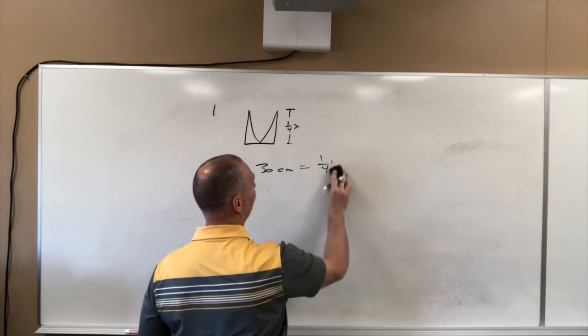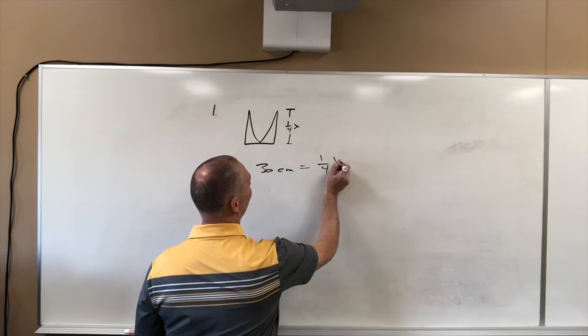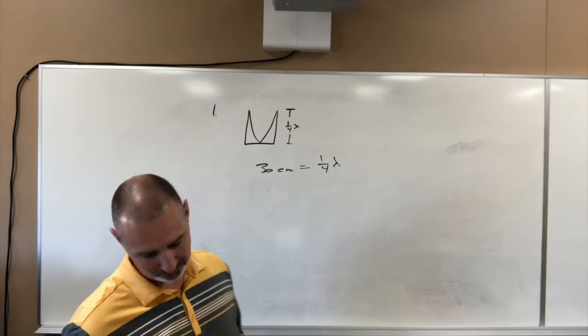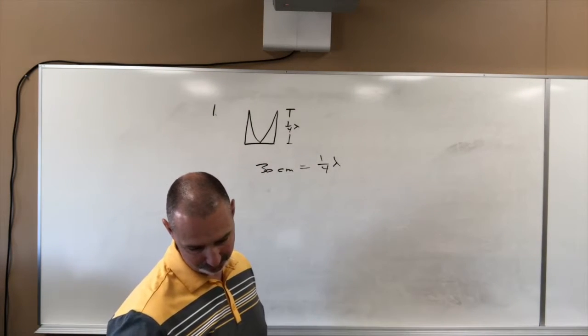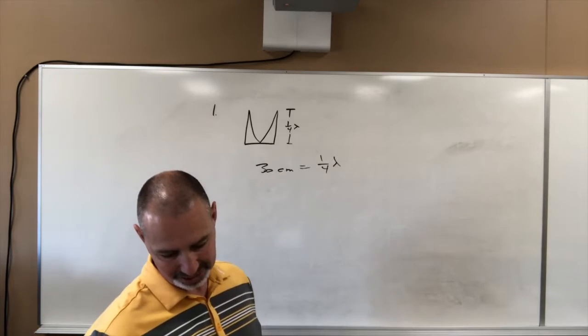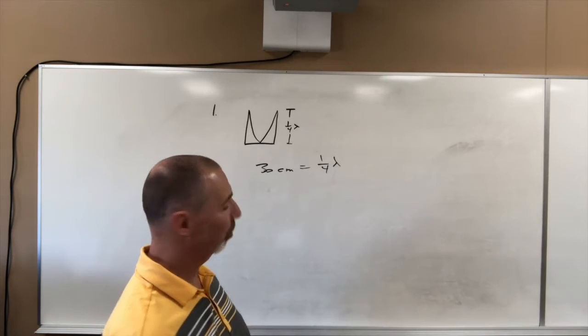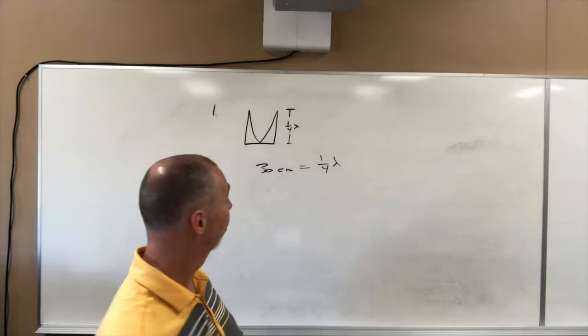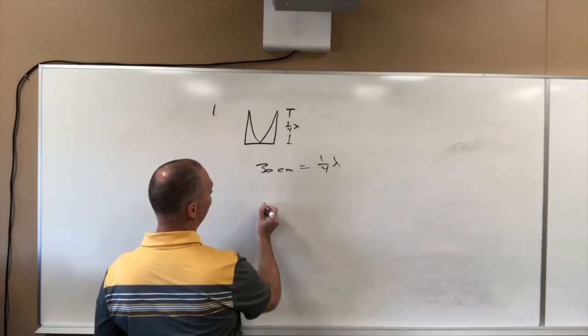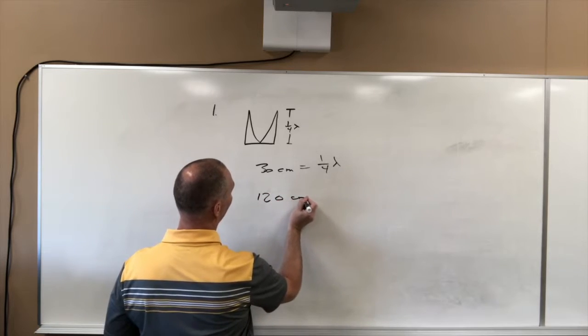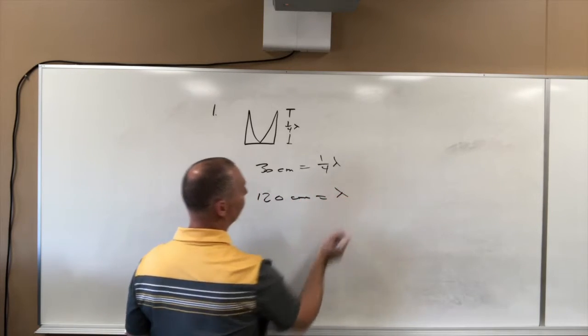of the wavelength. And so if 30 is 1/4 of the wavelength, then we want to find the second and third resonant lengths. So the first thing we're going to do is we're going to find the wavelength. So what's the wavelength here? Well, multiply both sides by 4 and we get 120 centimeters equals the wavelength.